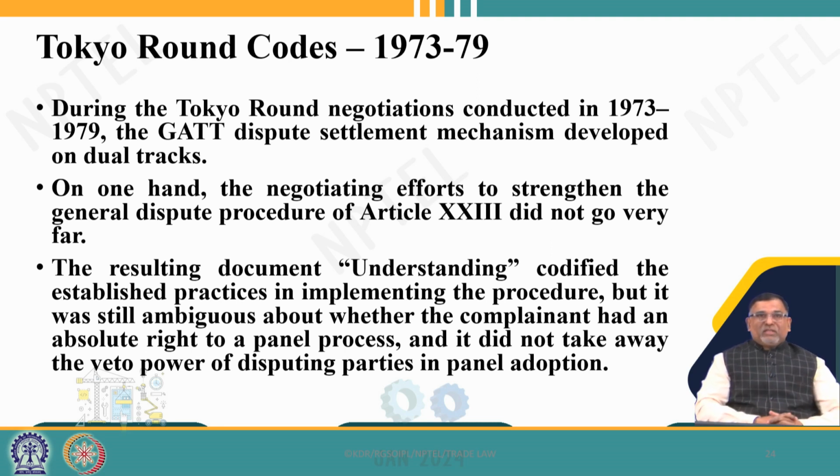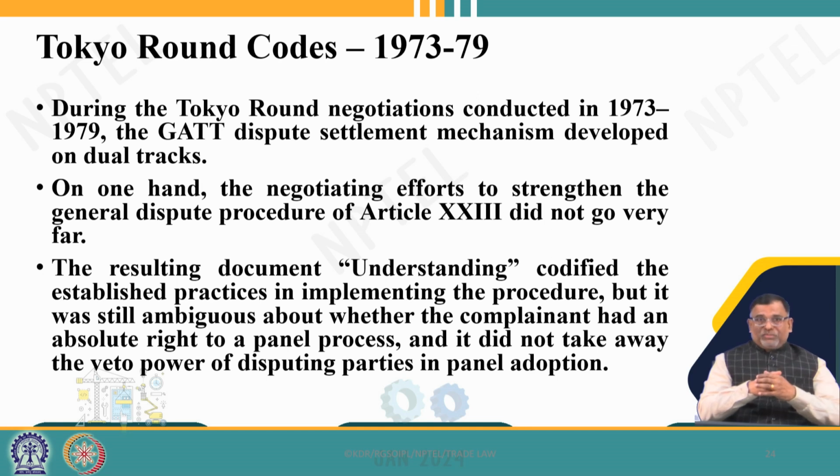So, we were talking about how the scenario changed with the Tokyo round of codes. The Tokyo round negotiations happened from 1973 to 1979, and they came out with individual codes like the anti-dumping code, customs valuation code, SPS measures, TBT measures, and all these individual codes have a dispute settlement mechanism provided. So, every member has used this provision and raised disputes before the GATT council. So, the number has gone up.